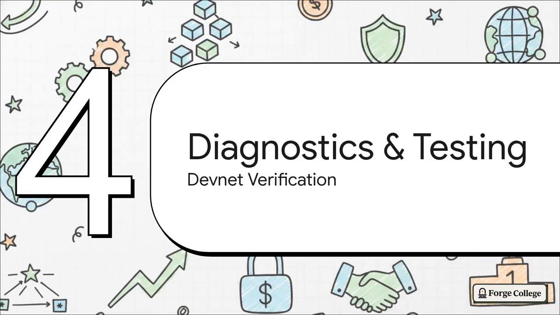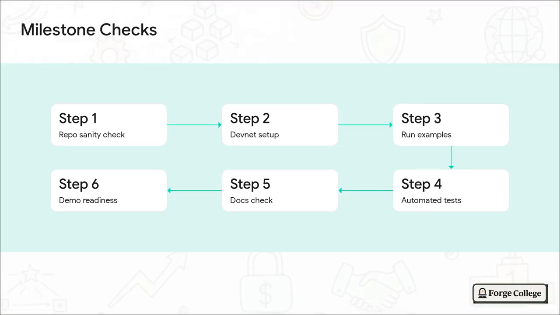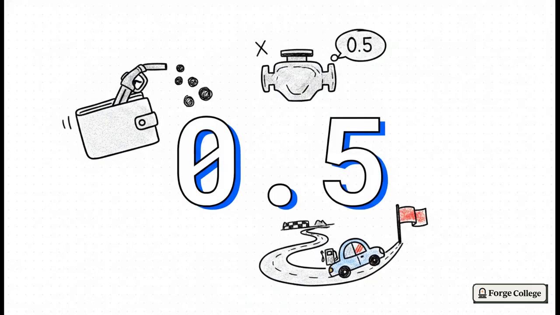Okay, Section 5, DevNet Diagnostics and Testing. Once the engine is assembled, we can't just ship it blindly. We must run rigorous DevNet diagnostics first. You're going to verify your milestone completion through 6 exact checkpoints. You'll move from a simple directory sanity check and DevNet setup straight through to automated testing and ultimately conclude with a polished 3-minute demo. Please pay close attention to this tiny, often forgotten number, 0.5.